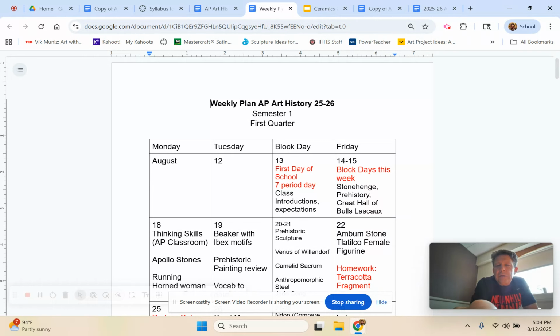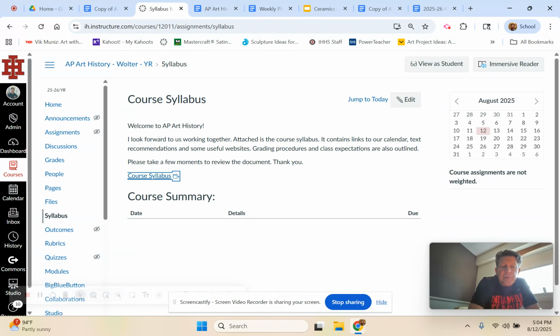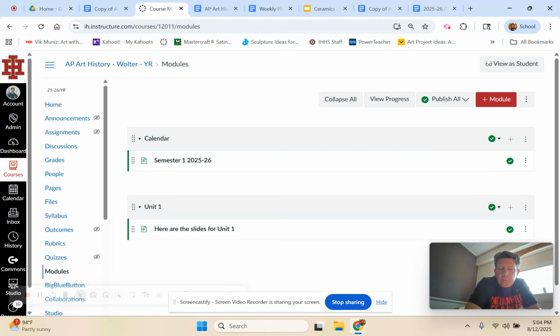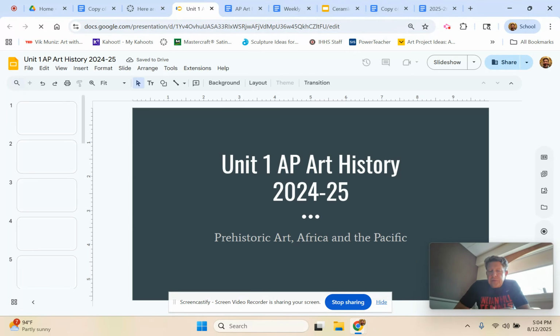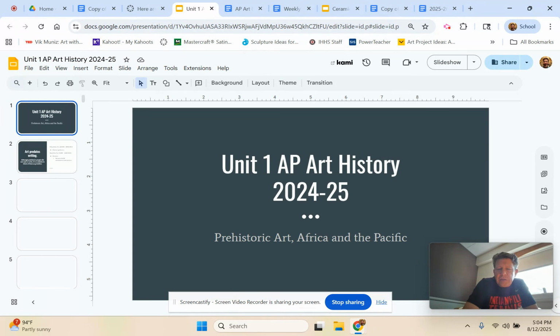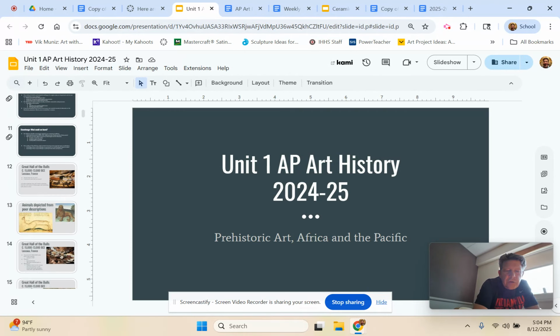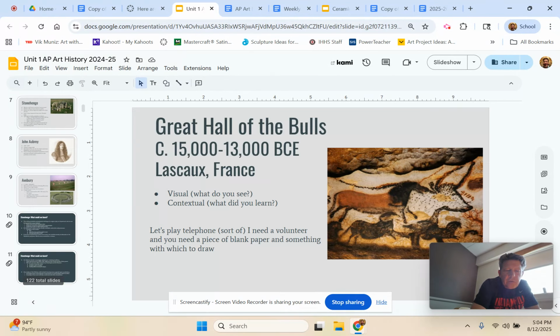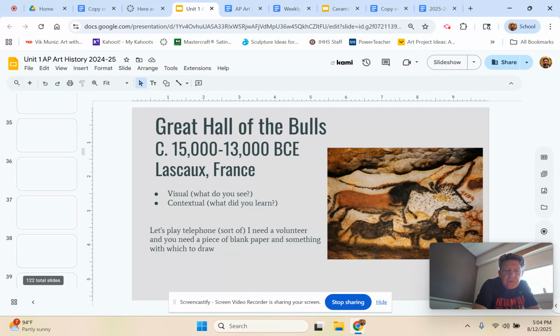And while I am out, what I would like you to do to get yourself prepared is, if you go into modules, you'll see Unit 1 is here for you, and that you can start to look at Unit 1 as a slideshow. There are images and notes to familiarize yourself with. It is responding slowly to me, but you can see there is a lot of information there. How many slides in this one? 100? There's a lot. Yeah.